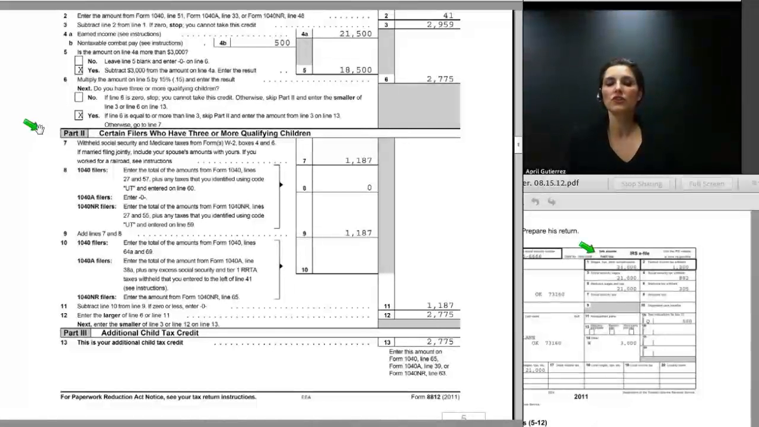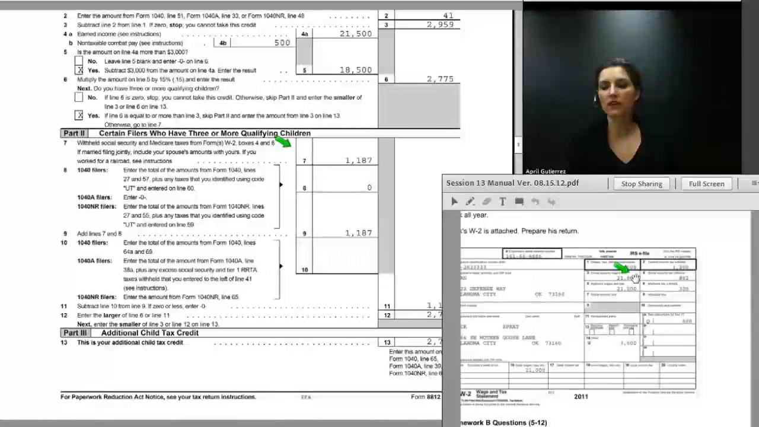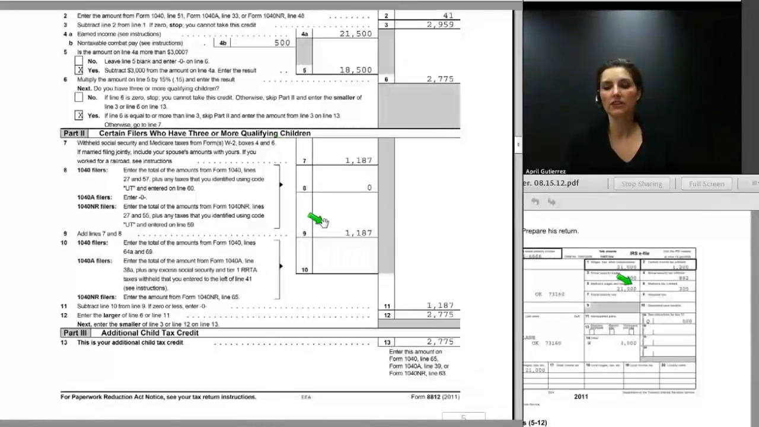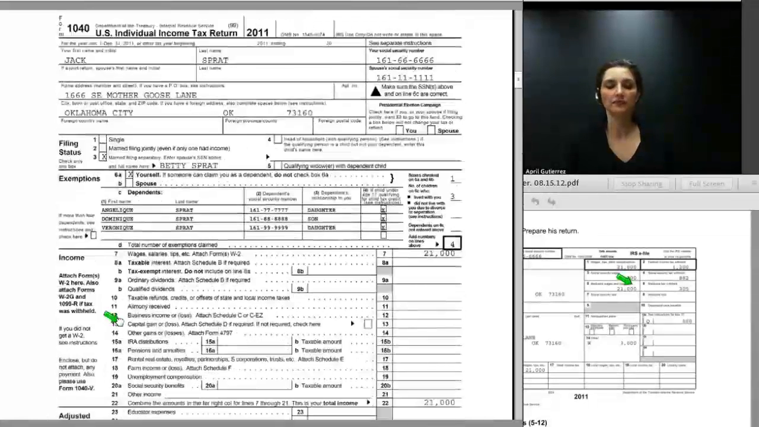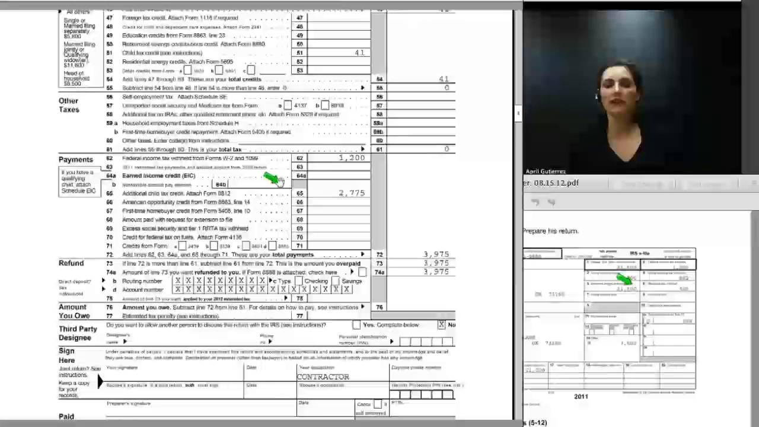When a filer has 2 or more qualifying children, they can look to get a refund of their Social Security and Medicare tax withholding. And if we look at the amount in Box 4 and add to that the amount in Box 6, we get $1,187. And Jack can claim the greater of line 6 or line 9. And in this case, the greater number is line 6 at $2,775. So ultimately, Jack will claim an additional child tax credit of $2,775. We enter $2,775 on line 65.